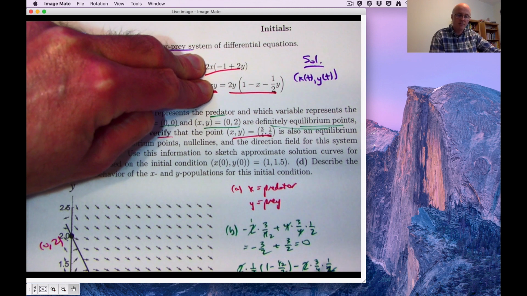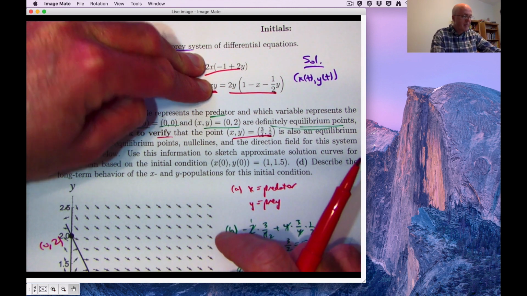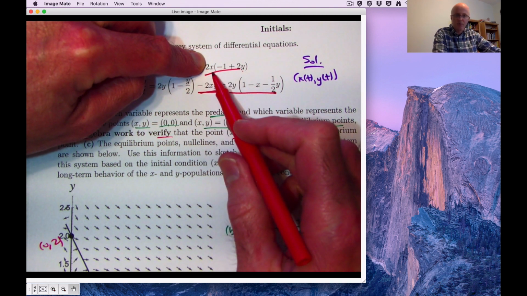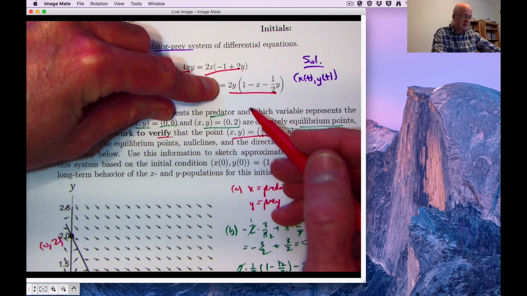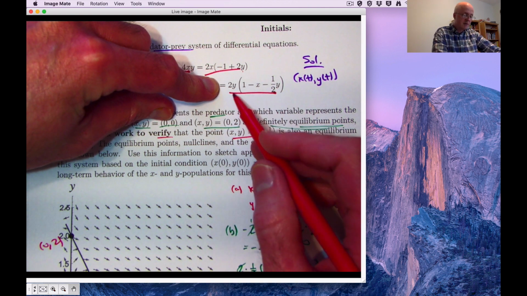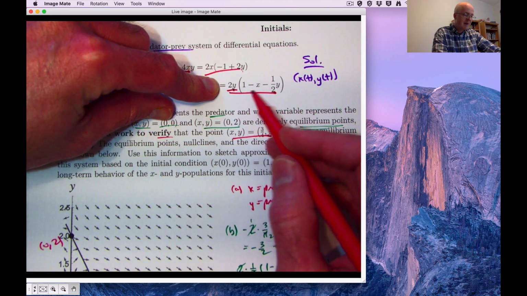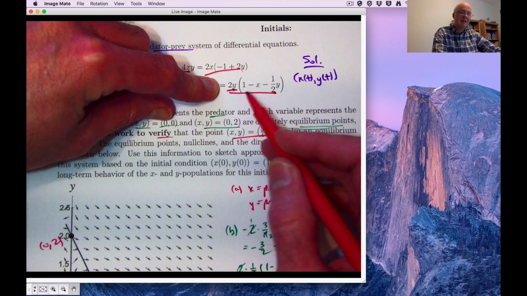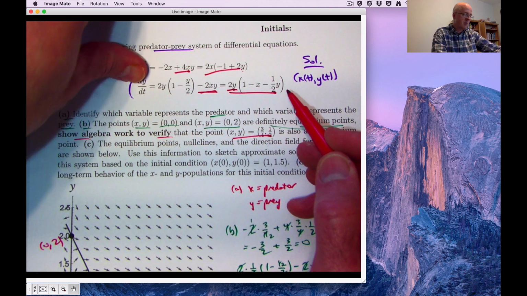That's the origin. How about 0, 2? When x is 0, certainly we get 0 on this thing. 2 times 0 times whatever is 0. When x is 0 and y is 2, do we get 0 here? We don't get 0 for this part. 2 times 2 is 4. Do we get 0 here? 1 minus 0 minus 1/2 times 2 is 1 minus 1 is 0. We do get 0 at the other equilibrium point.